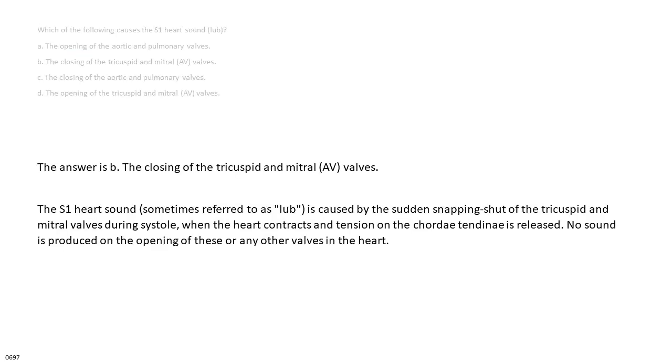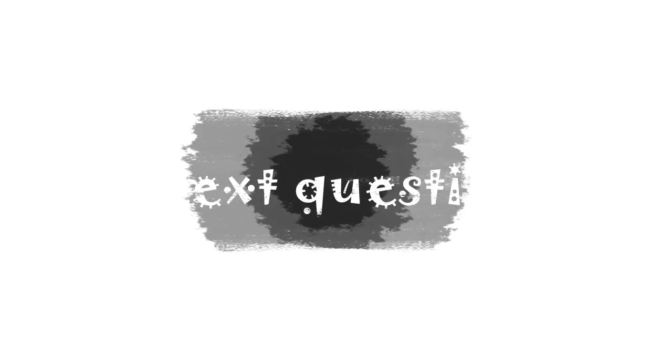The answer is B. The closing of the tricuspid and mitral, atrioventricular, valves. The S1 heart sound, sometimes referred to as lub, is caused by the sudden snapping shut of the tricuspid and mitral valves during systole, when the heart contracts and tension on the chordae tendineae is released. No sound is produced on the opening of these or any other valves in the heart.